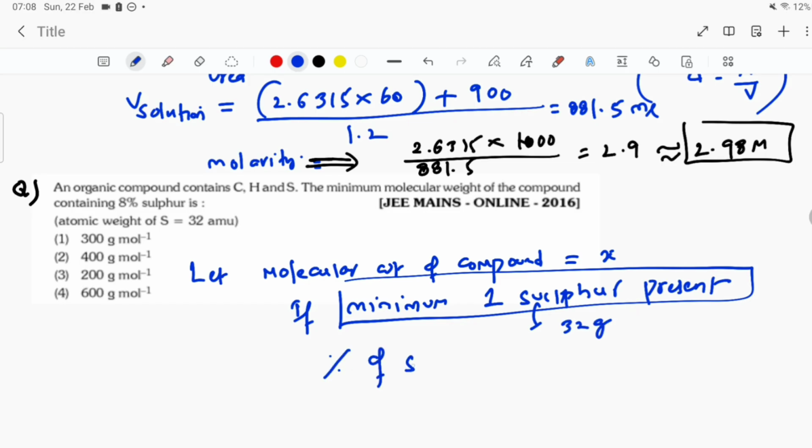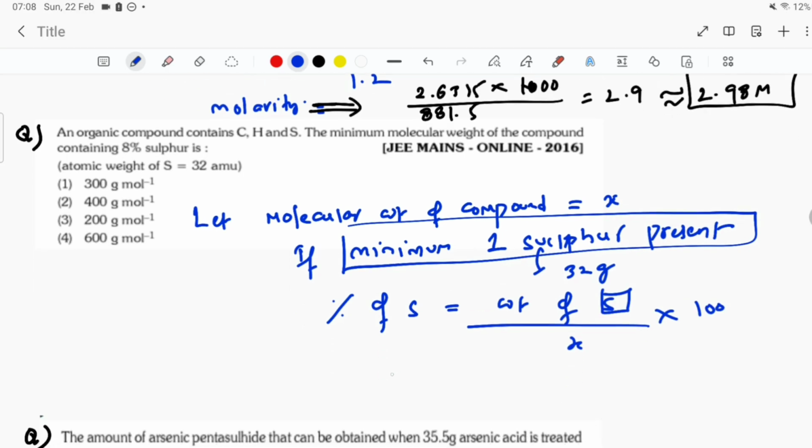So the percentage of sulfur is equal to the weight of sulfur by the total mass of the compound into 100. The percentage is given as 8%, the weight of sulfur is 32, over x, into 100. So here x is equal to... in the calculation how much will you get? Under the x calculation you will get around 400. So 400 is the answer.